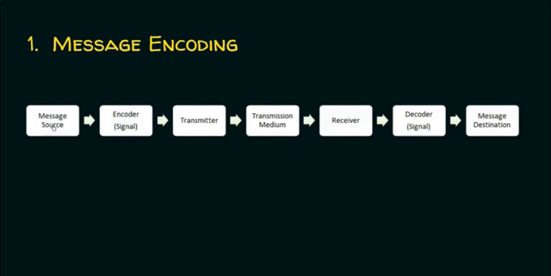The sender creates the data and encodes the data, and finally the transmitter sends the data through the transmission medium. This transmission medium takes the data to the receiver.